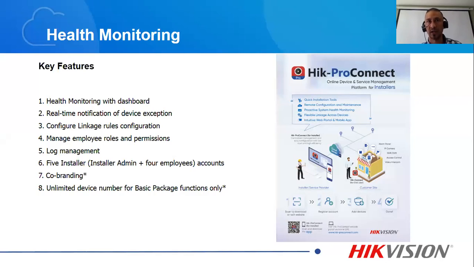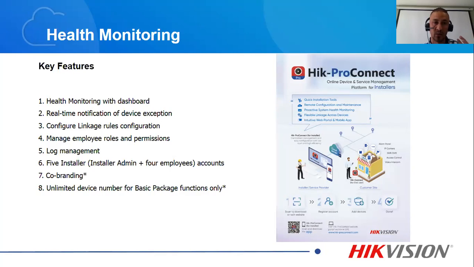We're able to receive notifications if a site is down, if a particular IP address has changed, if there's a conflict of IP on an IP range. Okay, we are able also to configure linkage rules. We're able to manage employee roles and permissions. We're also able to check our log management to see if a site went down, if there's a physical problem on the site, is there a network issue? We are able to send this information to the client as well as to one of our 4 email accounts that we can register, which I'll show on the next slide.